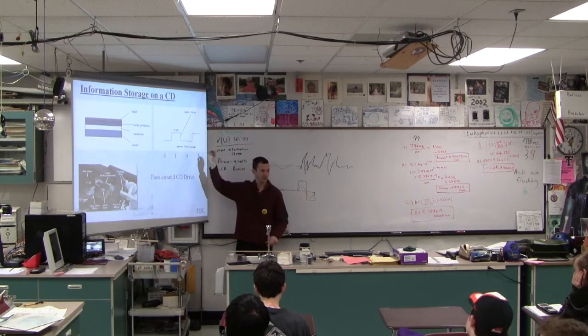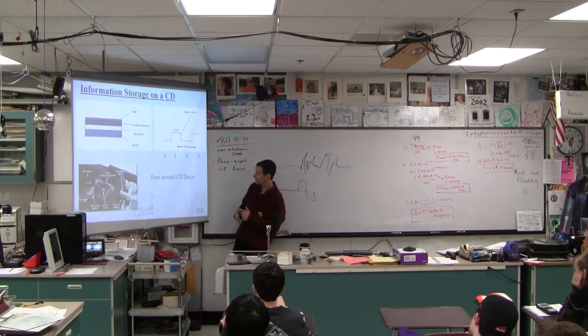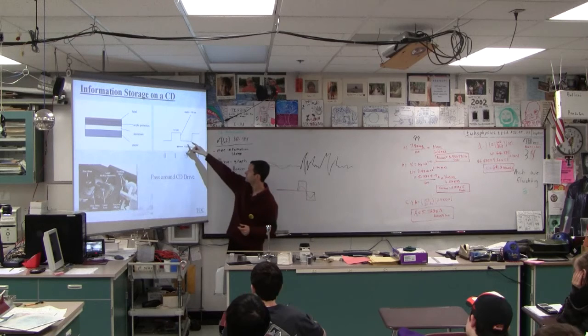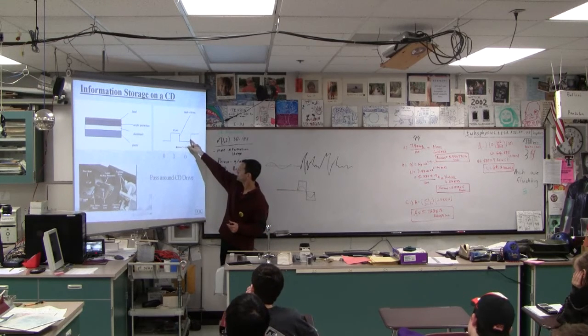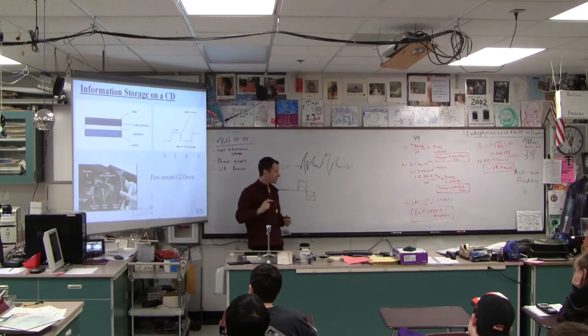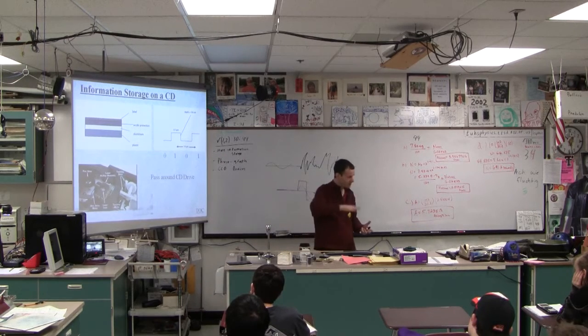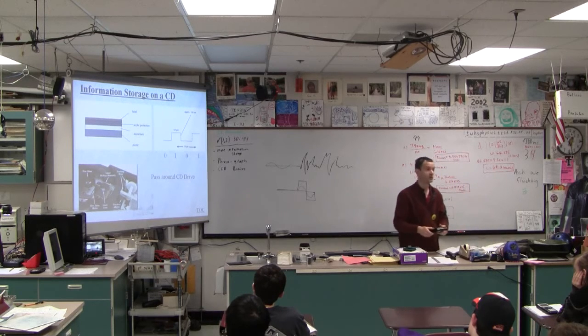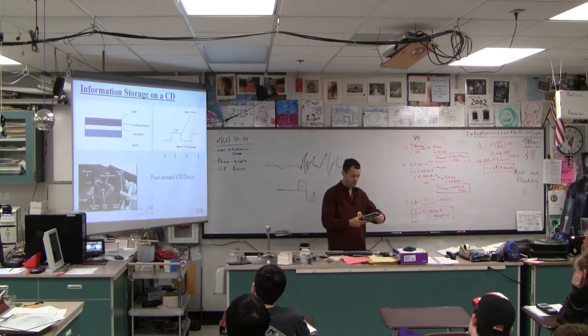On optical disks, and this is on your little note guide, what they have are pits, like this. The laser can read these pits, and they've set it up so that when the laser goes down into that pit, it sets up destructive versus constructive interference.